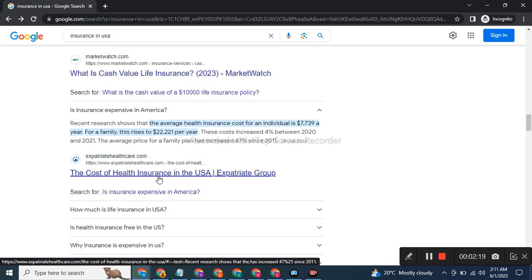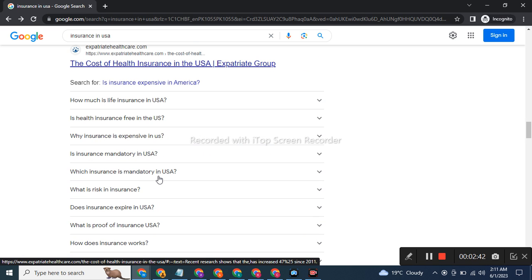Is insurance expensive in America? Recent research shows that the average health insurance cost for an individual is $7,739 a year. For a family, this rises to $22,021 per year. These costs increased 4% between 2020 and 2021. The average price for a family plan has increased 47% since 2011.